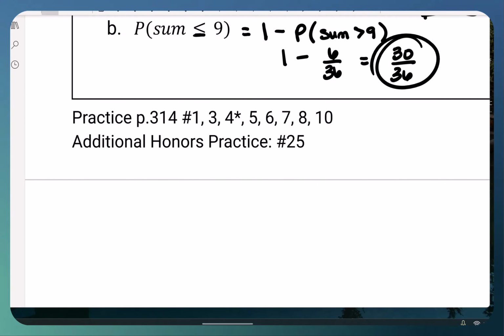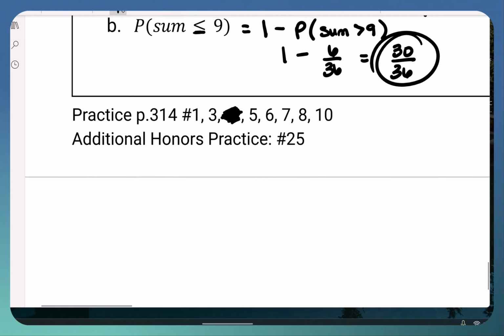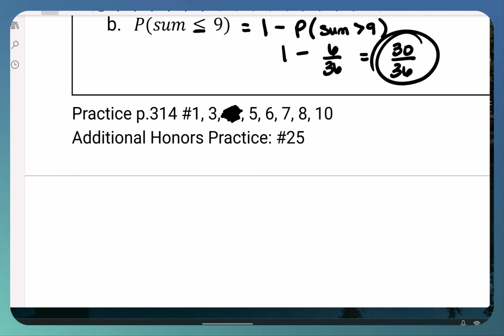All right, so that's it. And then on your homework, we're going to mark out number 4 because I don't like that question. And that leaves you with 7 examples. And we are done. Just let me know if you have any questions.